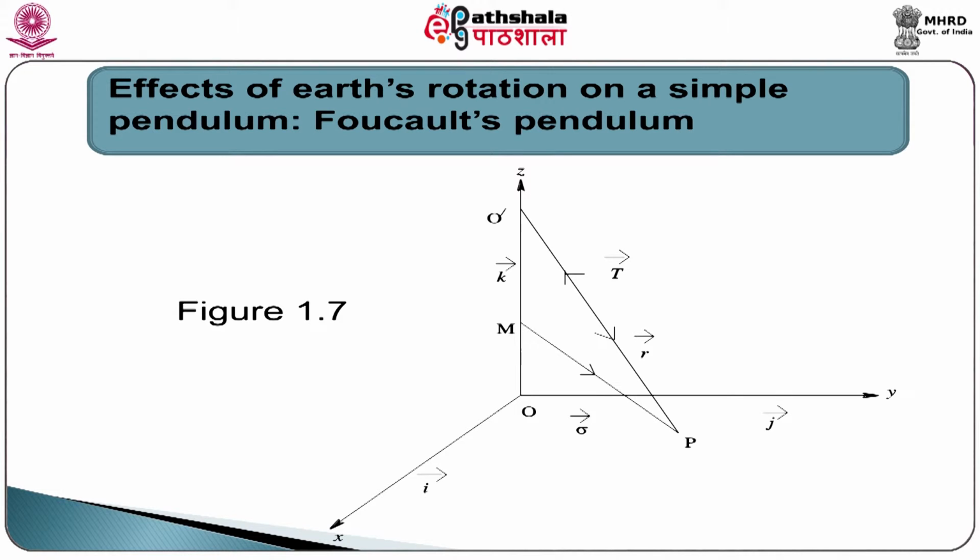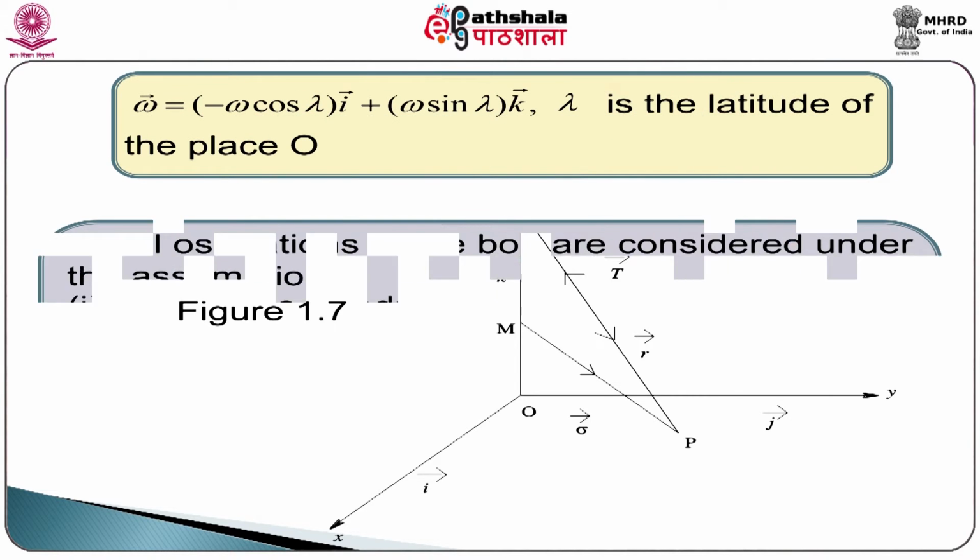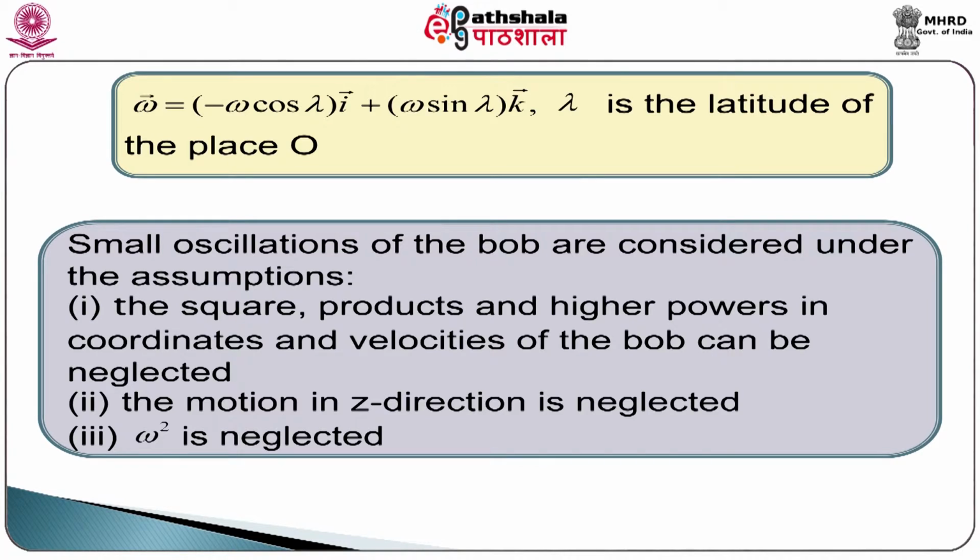This is the figure from which you can find the physical description of the problem. Let omega vector be the Earth's angular velocity of rotation, given by omega vector equal to minus omega cos lambda i vector plus omega sin lambda k vector. Here lambda is the latitude of the place O.